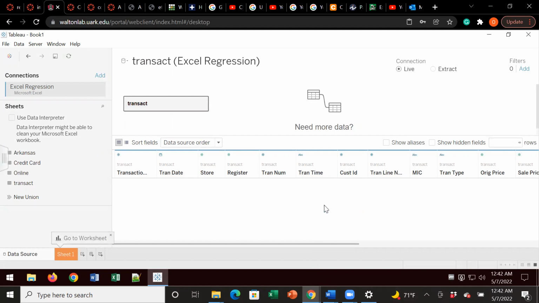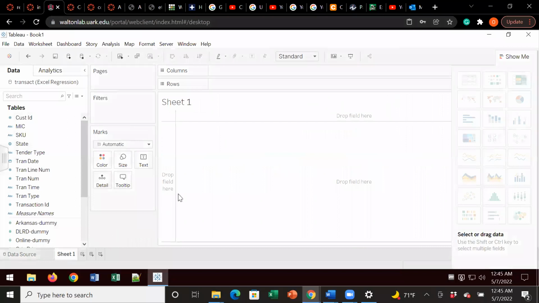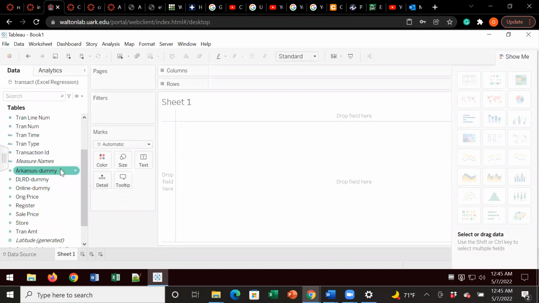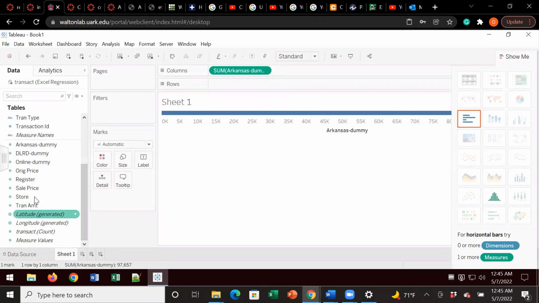Now I have to update. This will take a while, so I'll be right back once it's already loaded. All right, the data has now loaded, so we can go back to sheet 1. We're going to want the column to contain Arkansas dummy, and we want the transaction amount to be the row.